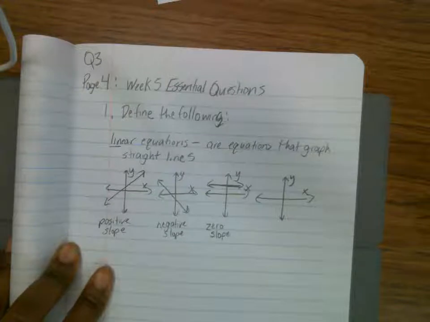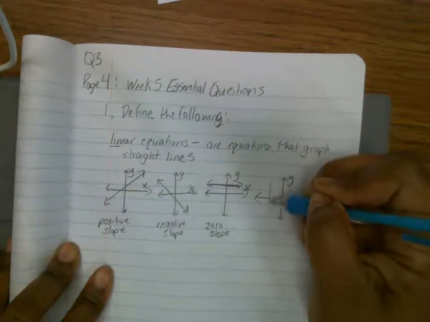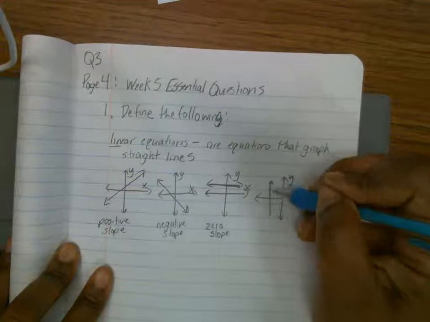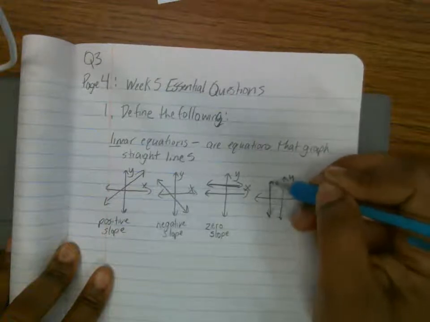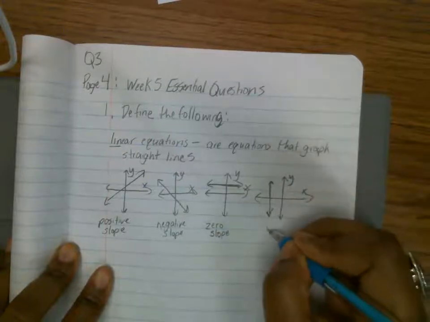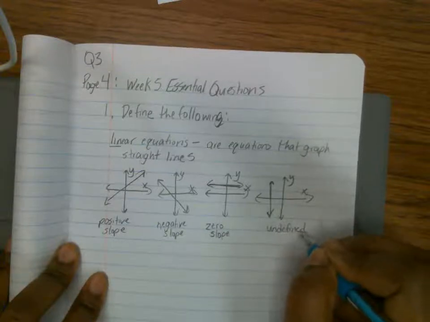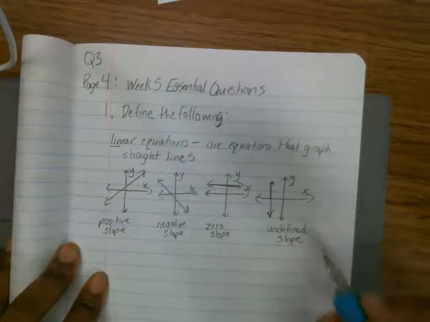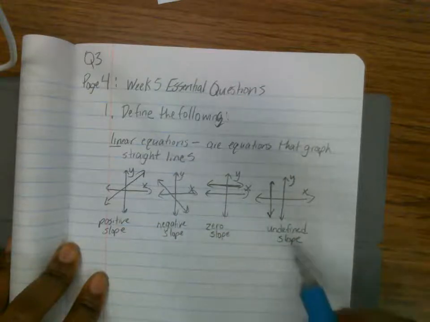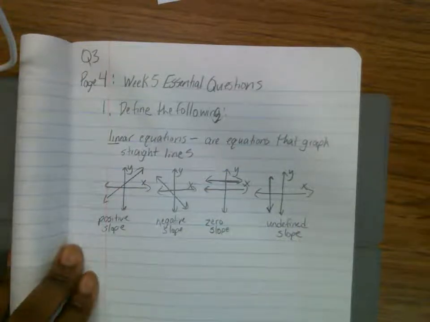The last type of linear equation are equations where when you graph them, the line is straight up and down. It's a vertical line. Vertical lines have undefined slope. That means you'll say m is undefined. Your slope is going to be undefined for lines that are vertical, up and down.